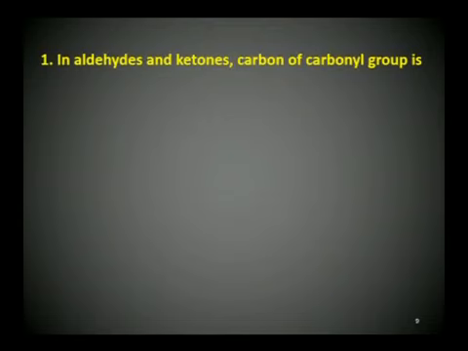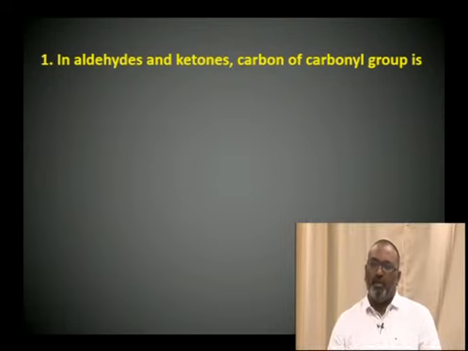The first question: in aldehydes and ketones, the carbon of the carbonyl group is. See, in aldehydes and ketones, we have a carbon atom which is double bonded with oxygen, and the carbon atom also has two other single bonds. So, a carbon with two single bonds and a double bonded oxygen atom is called a carbonyl group. If one single bond is bonded with oxygen, then we call it a carboxylic group. But here, since we are discussing aldehydes and ketones, it is given as carbonyl group.